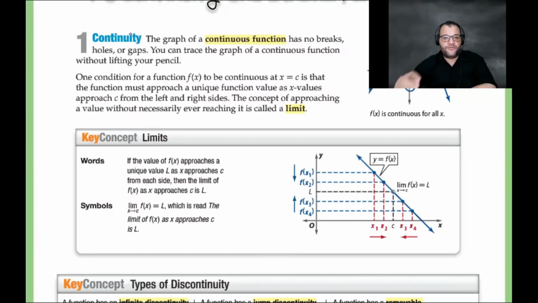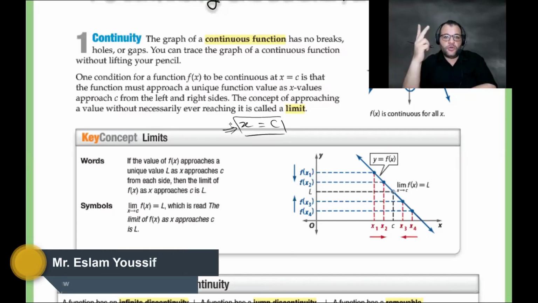For any function, if you need to check the continuity at any value of x, when x equals c, any number, number one, just replace x with c. Then you will find the value of the function or not. If you find the value of the function, then go to the next step.